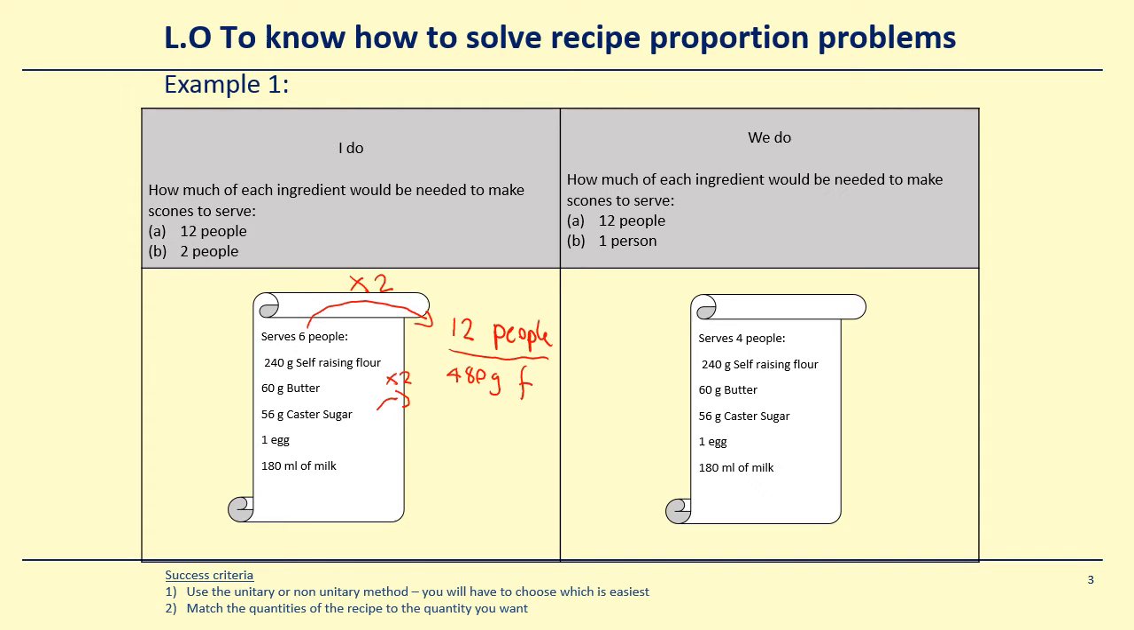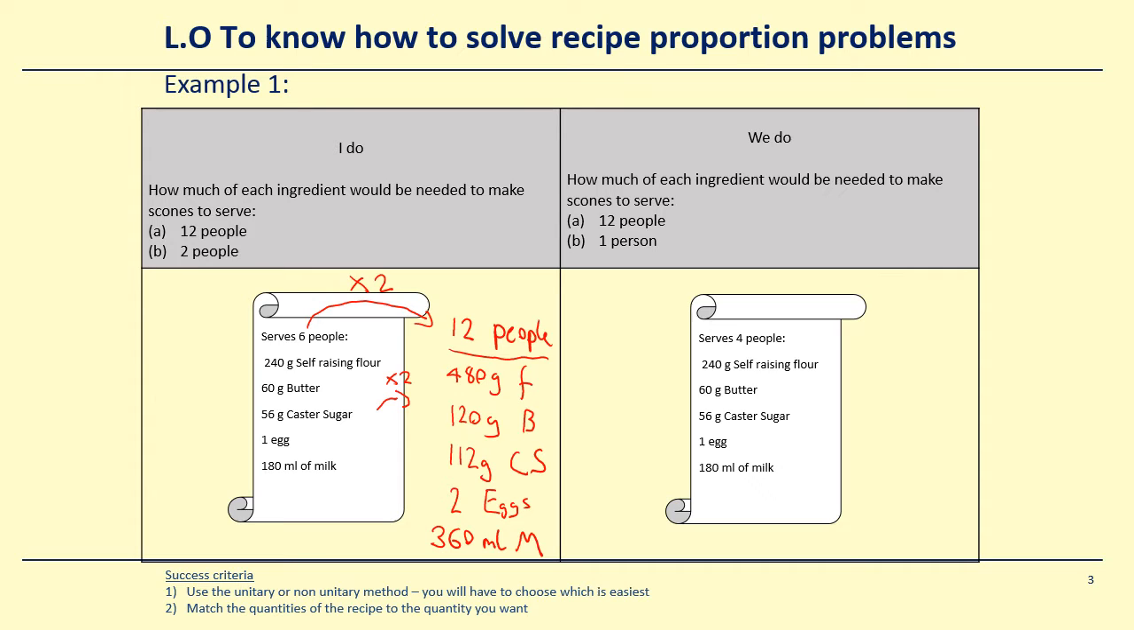I'll just put F for flour. 60 grams of butter, 60 times 2 gives 120 grams of butter. 56 grams of sugar times 2 gives me 112 grams of caster sugar. 1 egg, if we double that we get 2 eggs. And 180 ml of milk, if we times that by 2, we're going to get 360 ml of milk. So this is the recipe for 6 people. To work out the recipe for 12, we've just got to double each ingredient.